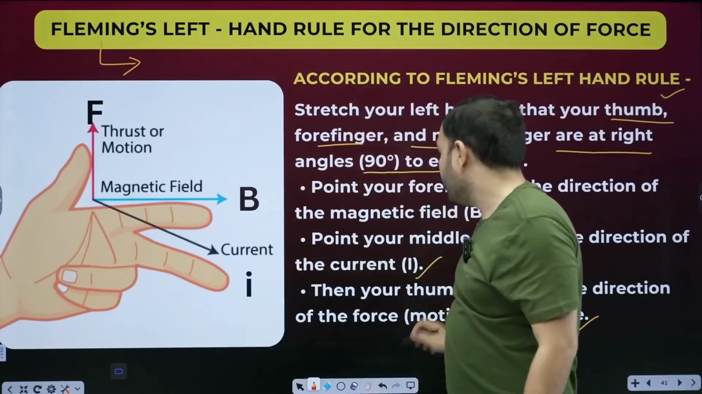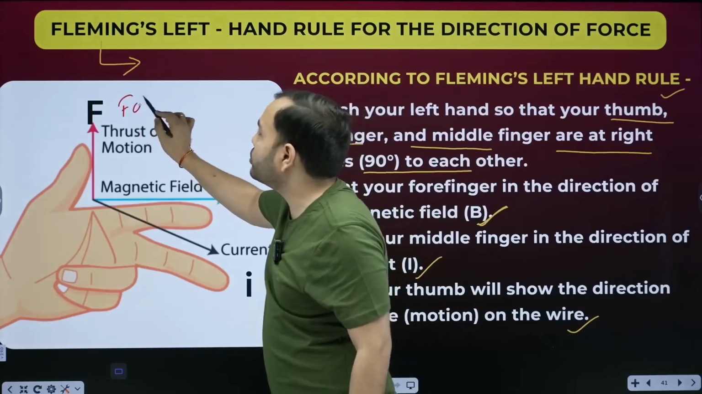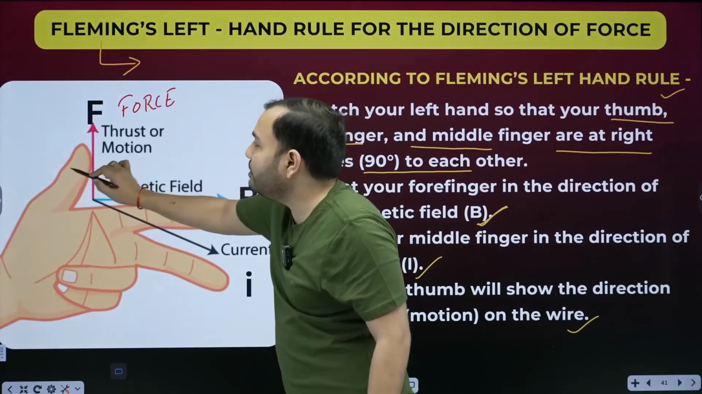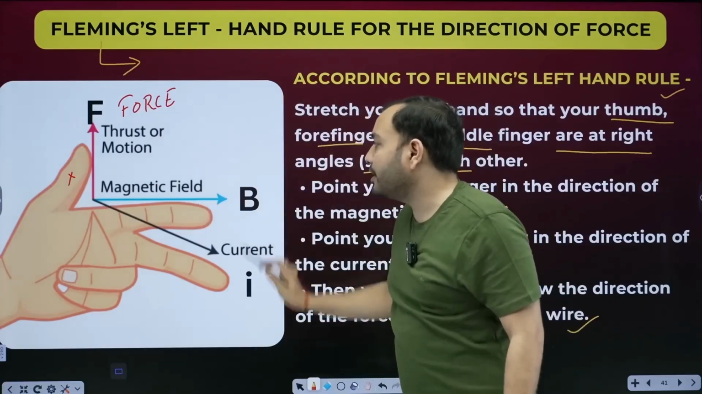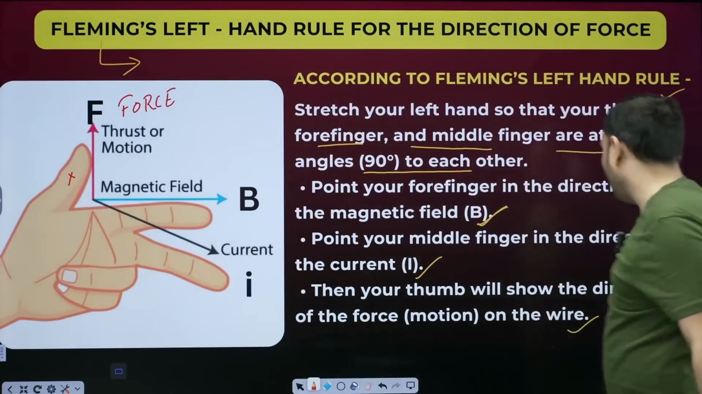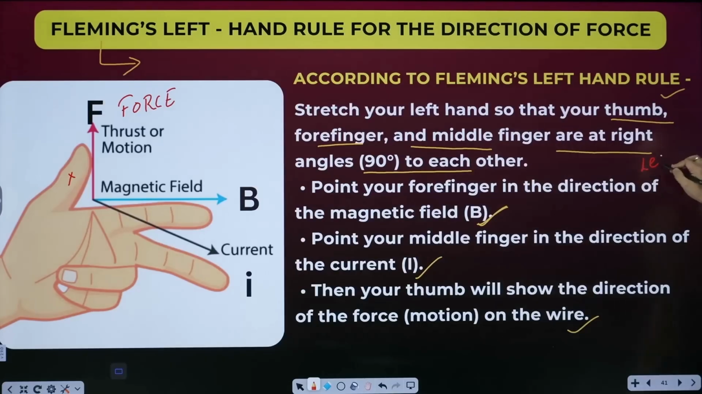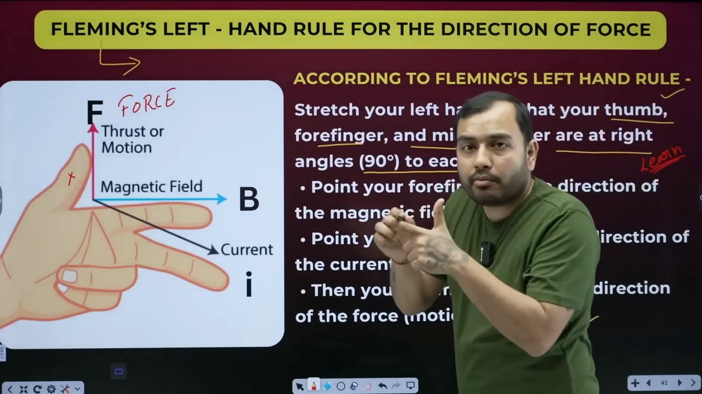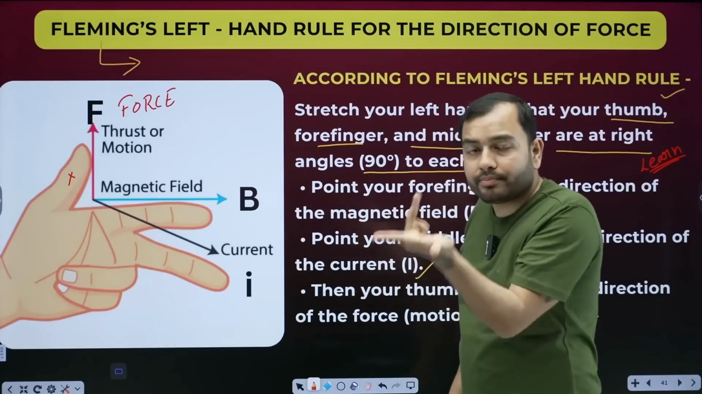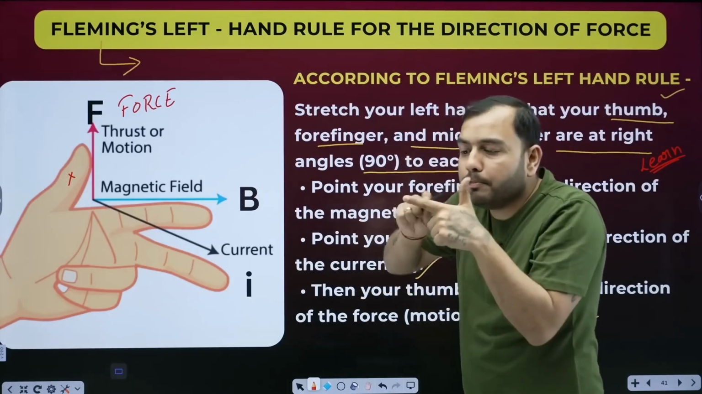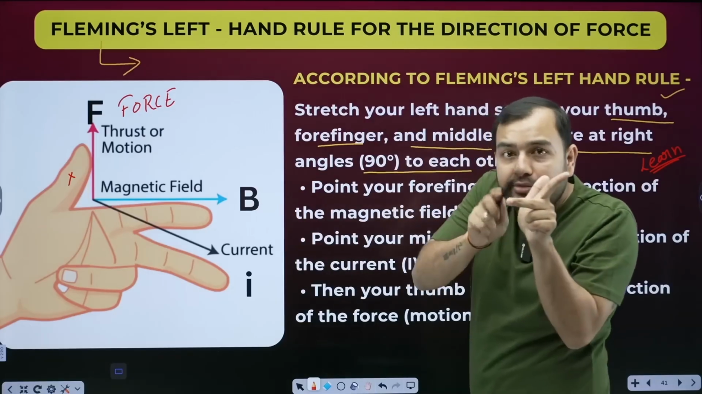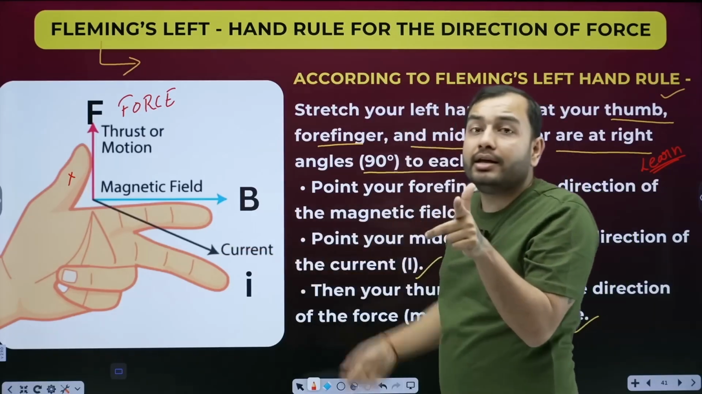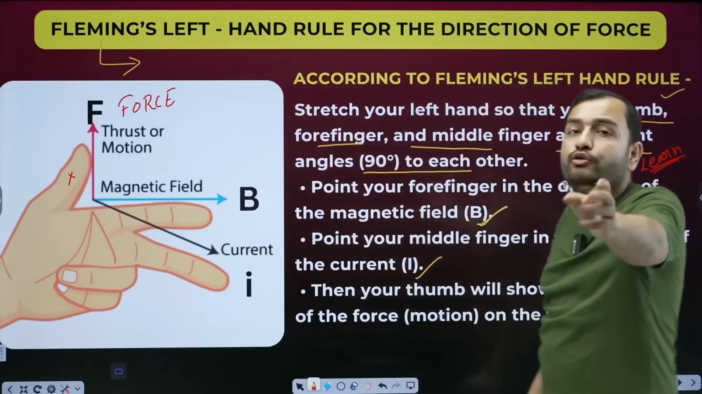So remember this. What will the thumb automatically show? Direction of force. Don't align the thumb, it will align by itself. What should you show with the forefinger? Magnetic field. What should you show with the middle finger? Current. You have to remember this; the rule is asked many times. So stretch the thumb, forefinger and middle finger of your left hand so that they are mutually perpendicular. Point your forefinger in the direction of magnetic field. Point your middle finger in the direction of current. Then your thumb points in the direction of force.